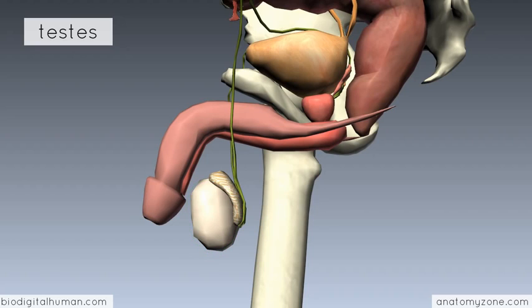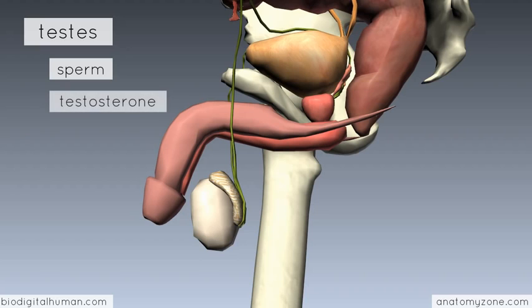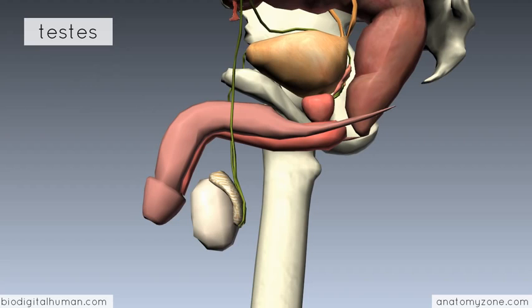The main functions of the testes are to produce sperm and to produce male hormones, so androgens, the main one being testosterone. In utero, the testes actually descend from the abdominal cavity via the inguinal canal and enter into the scrotum. Now I'm going to switch over to a diagram of the testes, and we'll look at it in section and talk through some of the key structures to know about.